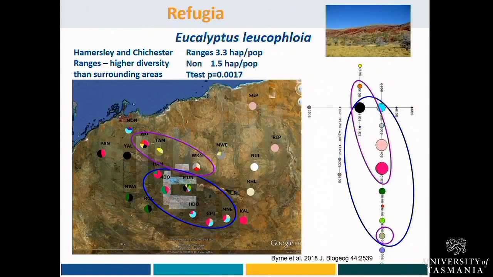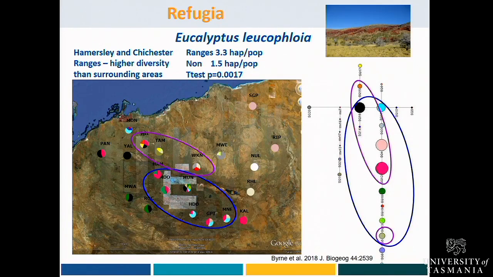If you're looking at phylogeography, we get a lot of signals of persistence in the landscape, persistence through long time frames, but you can also look to see whether you're getting patterns of refugia. That's often what a lot of phylogeography looks for. This is Eucalyptus leucophloia in the Pilbara this time, and it occurs through the Hamersley and Chichester ranges, which are through here, and also occurs out onto the flat areas around it.